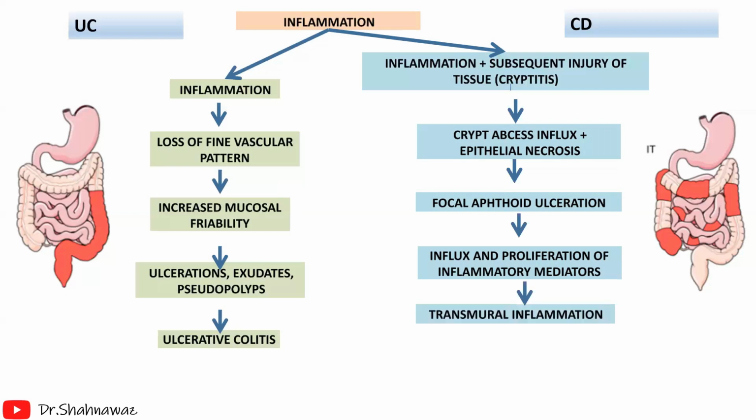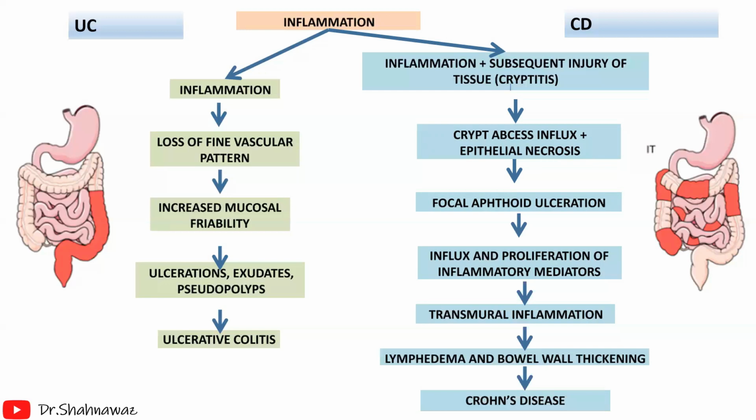And at the end, you see that there is transmural inflammation of the mucosa, and we diagnose that the patient has Crohn disease in that case. We may also have lymphedema and bowel wall thickening in CD. And we name that disease Crohn disease.